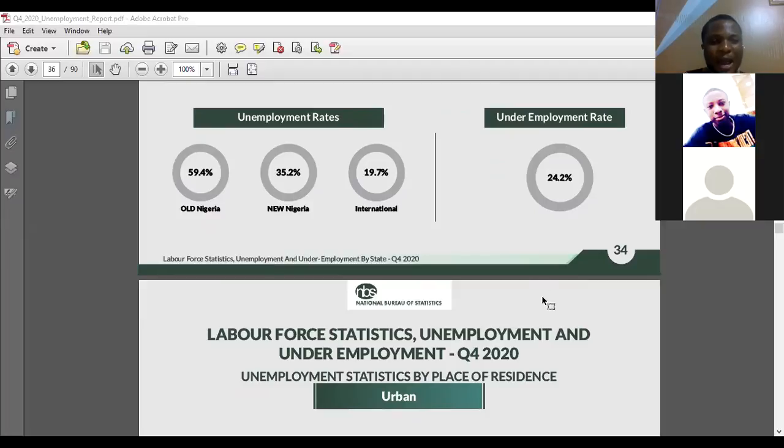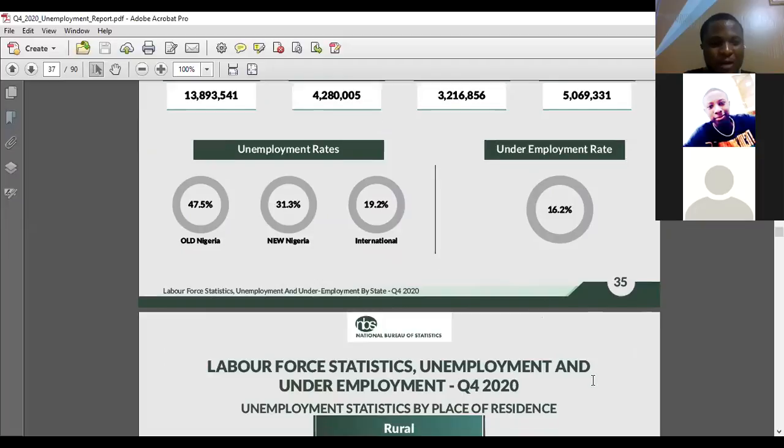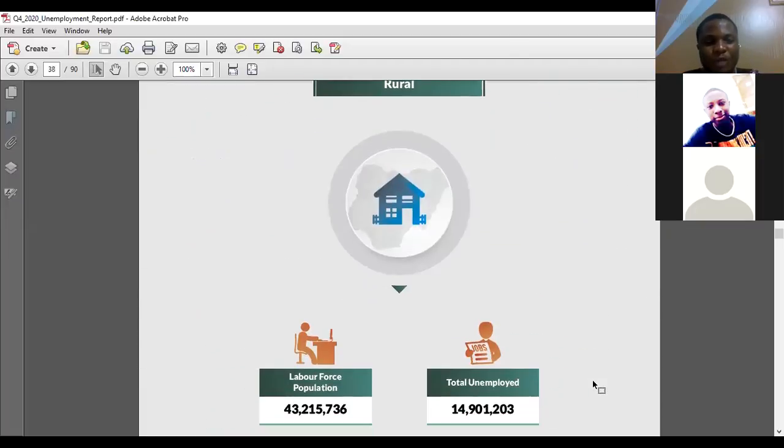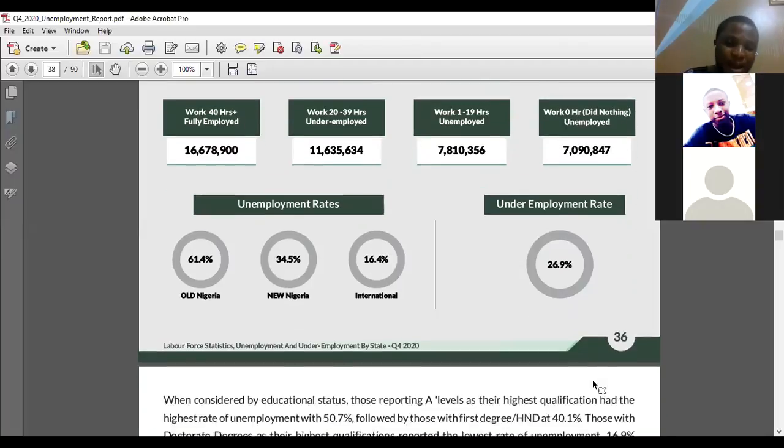Again, we have the unemployment population according to urban and the rural. So in the urban, 31% unemployment. Then in the rural sector, 34%. So we have more people that are unemployed in rural areas, villages, rural sector than the urban.